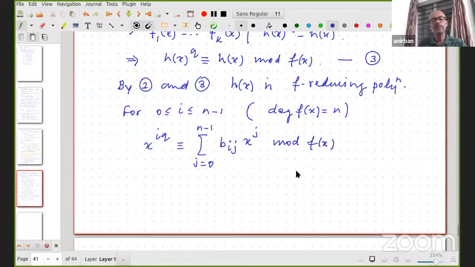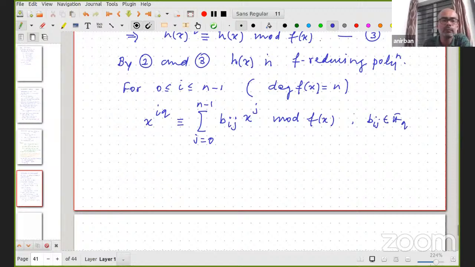That is always true with some coefficients. All these coefficients, the b_ij's, are coming from F_q. So they are just finite field elements.